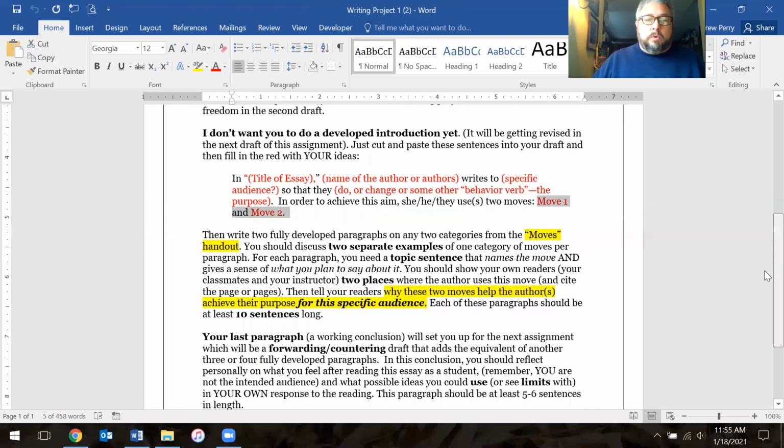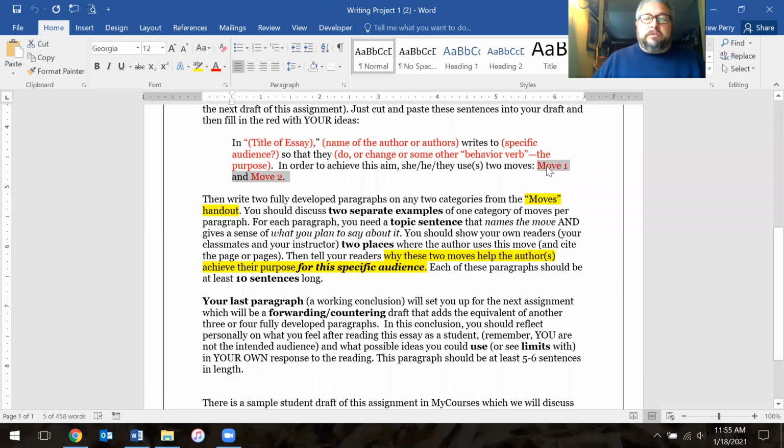Okay, so what I'm asking you to do is to create a paragraph out of whatever you've chosen from the moves handout for move 1, and a second paragraph for whatever you've chosen from the handout for move 2. All you need to do in this paper is write 2 fully developed paragraphs from the moves handout. You need to discuss 2 examples of one category. For example, one of the categories on the moves handout is the use of humor. And so what you would do is underneath move 1, that paragraph would be on uses of humor.